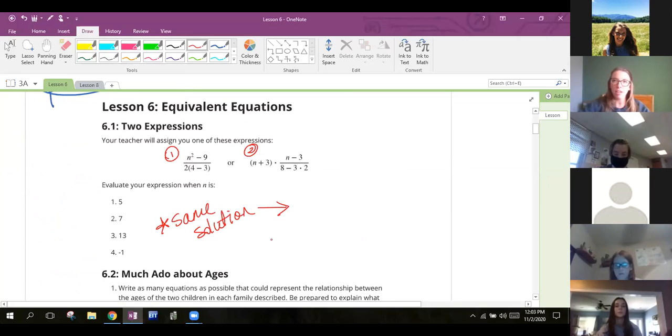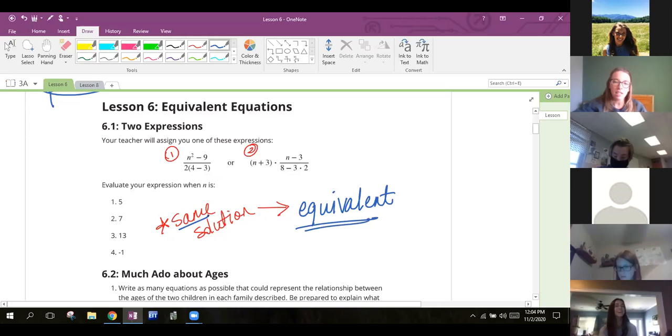Because all of them ended up having the same solution. What did that tell us about these two equations? That they were equivalent. All right, so a characteristic of something being equivalent is the fact that they have the same solution. So that's what we talked about with that activity.